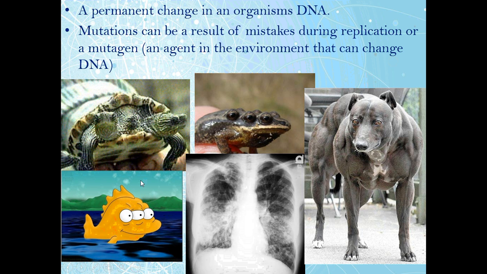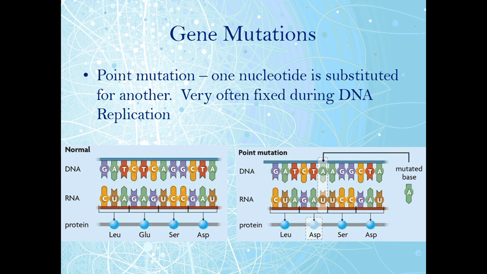Obviously, this cartoon with a 3-eyed fish is not real. That is a cartoon, and it's from The Simpsons. This frog here is also just photoshopped. However, this turtle here with 2 heads, this dog with extra muscles, and this x-ray here of someone with cystic fibrosis are all real mutations that can occur through one of these processes we're going to talk about today.